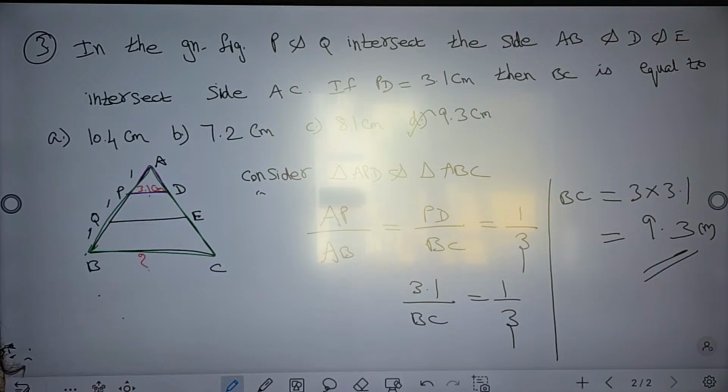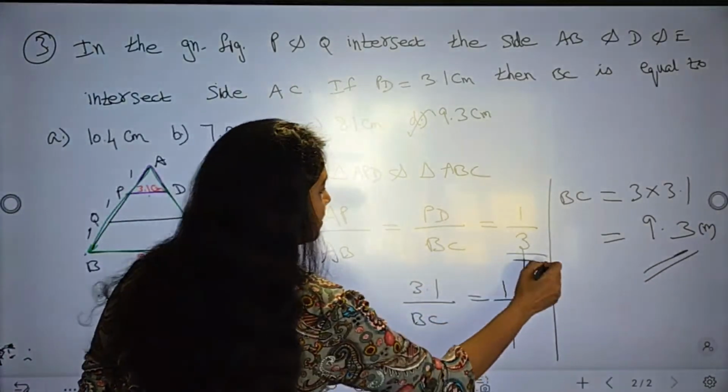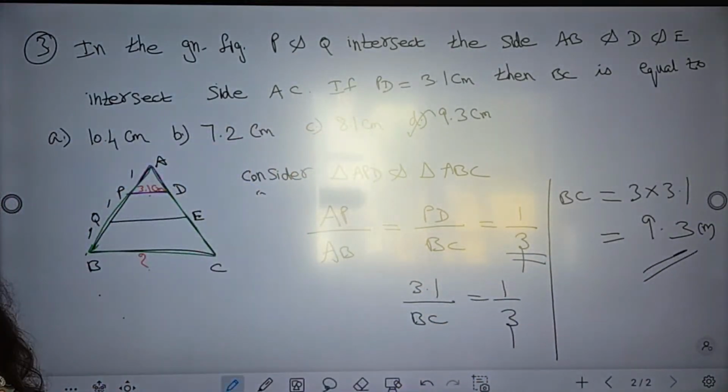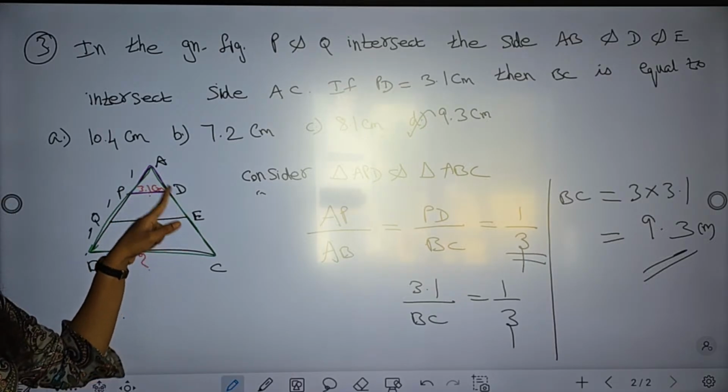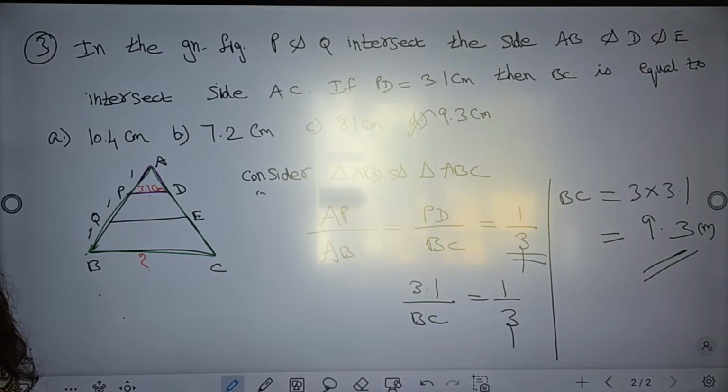Got it? So this 1/3 is very important. Please remember that. So the triangles are in the ratio of 1:3. The smaller and the bigger triangles. Right? Okay. Shall we move to the next problem?